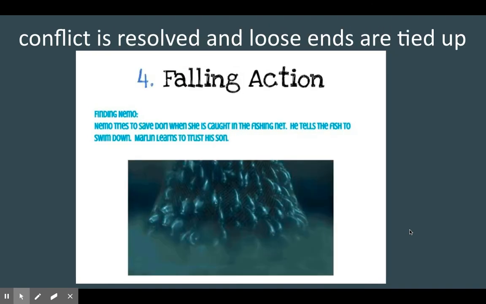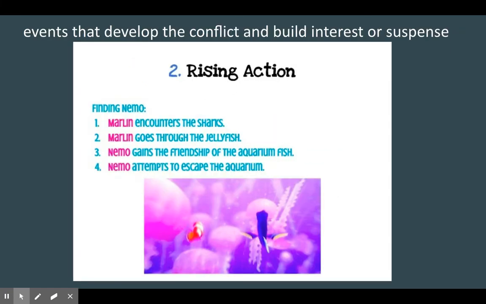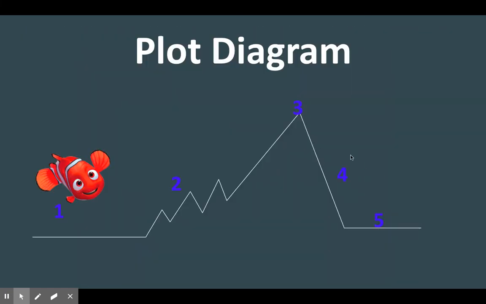Okay. Now number 4 is falling action. This is where the conflict is resolved and loose ends are tied up. So in Finding Nemo, Nemo tries to save the fish when he is caught in the fishing net. He tells the fish to swim down. Marlin learns to trust his son because Marlin doesn't trust him normally. He doesn't let him do things. And finally, Marlin lets Nemo try to save the school of fish. So again, that is falling action. That's going to take place here.